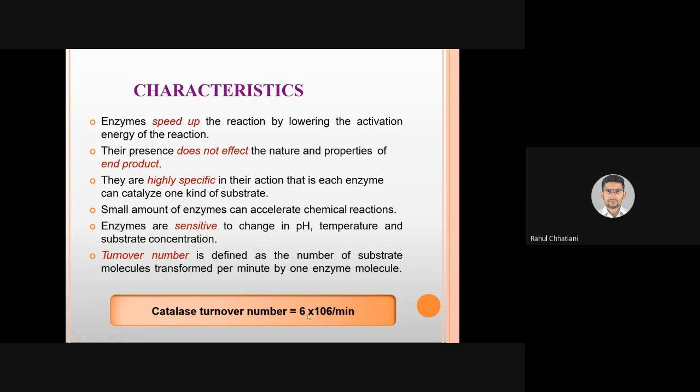So turnover number naturally is 6 into 10 raised to 6 per minute. Yes, so 6 followed by 6 zeros. Yes, per minute it can change this many substrates. We are talking per minute.